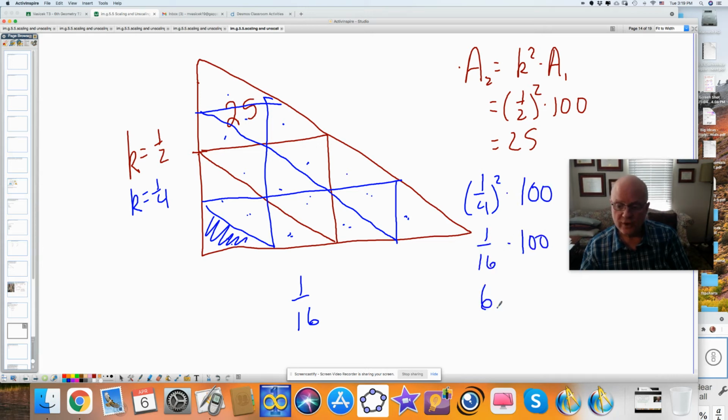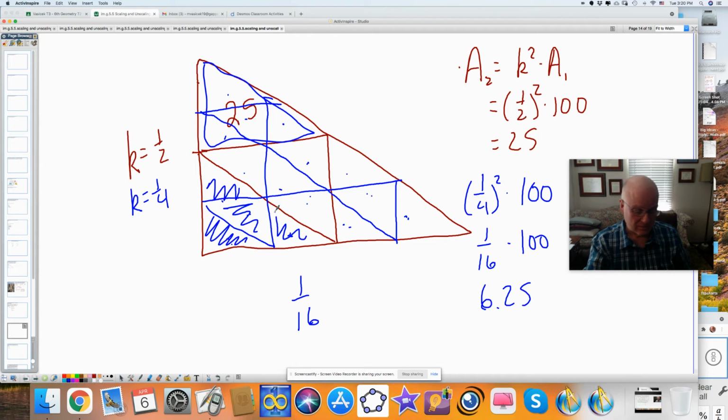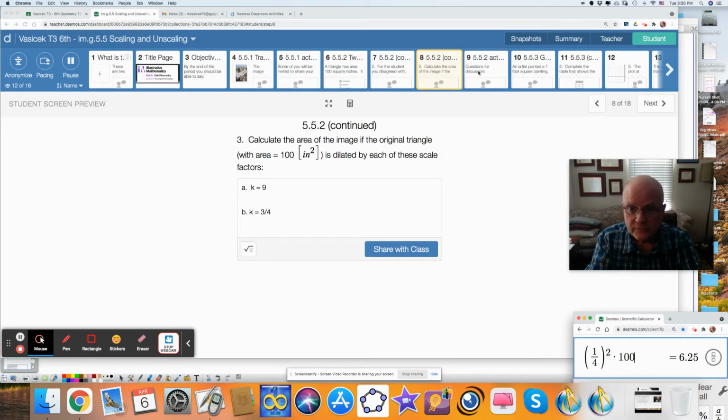which is 6.25. Now, 2 of these would give me 12.5. 4 of these would be 12.5 plus 12.5, which is 25. That's the area of one of these triangles. Yeah, 6.25 is correct. All right.